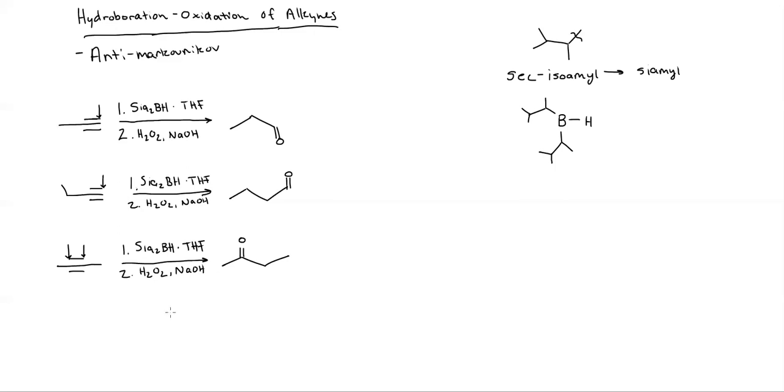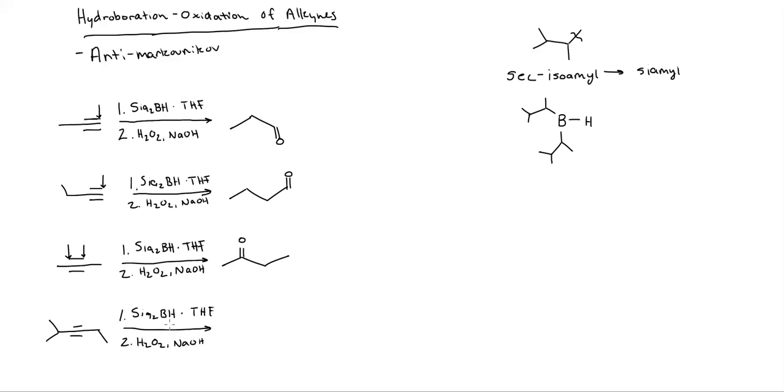So now the only other thing we need to look at is an unsymmetrical alkyne, because this one is symmetrical. So let's take a look at an unsymmetrical alkyne. We'll take a look at this one, and again, I'm going to put this with the same reagents, Sia2BH, and then with THF, and then H2O2 with NaOH.